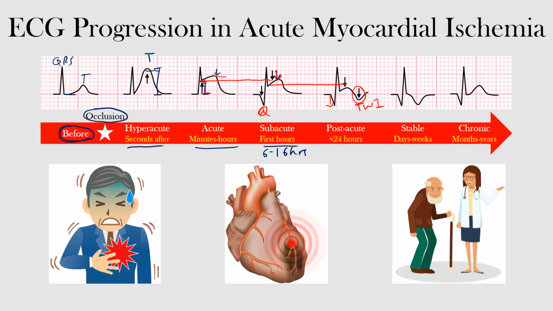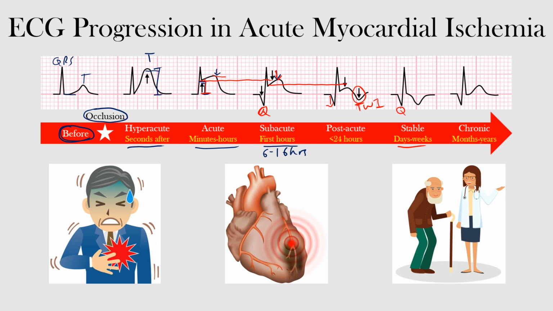Okay, the T wave is starting to become inverted at this point within those first 24 hours. Now, days to weeks after the inciting event, the patient is stable, with his EKG showing pathological Q waves and inverted T waves remaining. Okay, so stable days to weeks later.